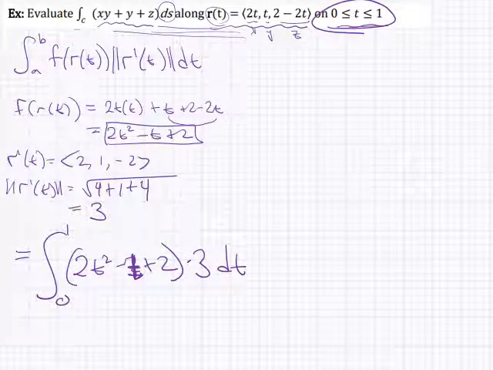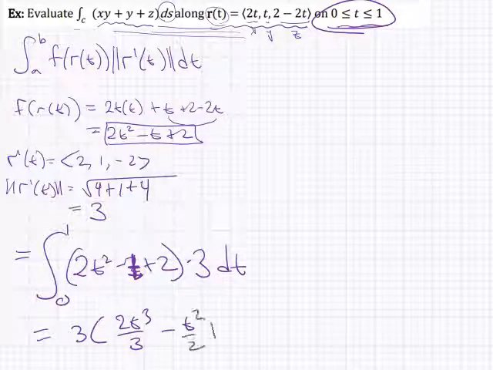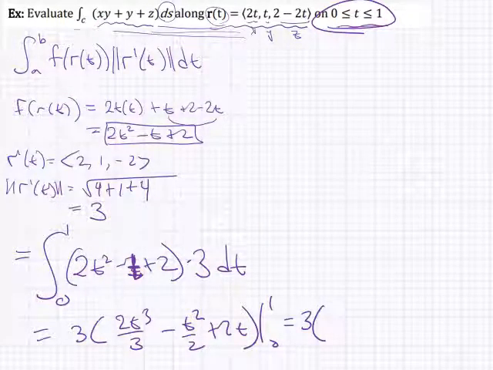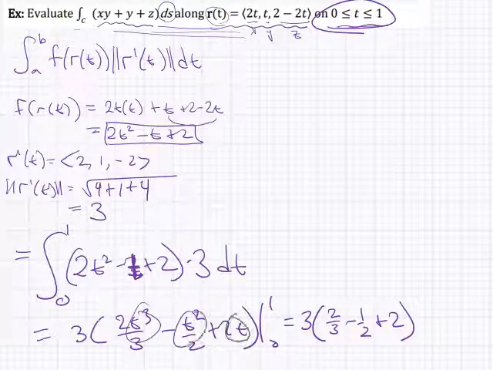Again, single integral at this point. With respect to t, this should be easy. 3 is a constant multiple, so I get 3 times 2t cubed over 3 minus t squared over 2 plus 2t, between 0 and 1. It's going to give me 3 times 2/3 minus a half plus 2. If I plug 0 in, I'll get 0, 0, 0. So this is it. Once I do 2/3 minus a half plus 2, I'm done.